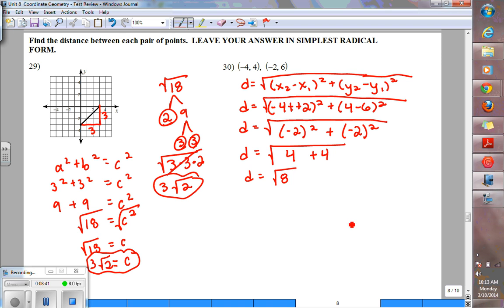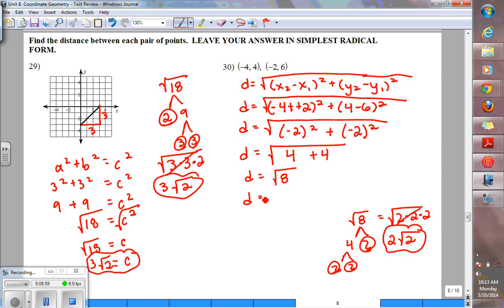And we need to simplify. So the square root of 8 splits off into 4 and 2. 2 is a prime number. 4 is not. So 2 times 2 times 2. Got a pair of 2's. 2 comes out and 2 stays in. So d is equal to 2 square root of 2.